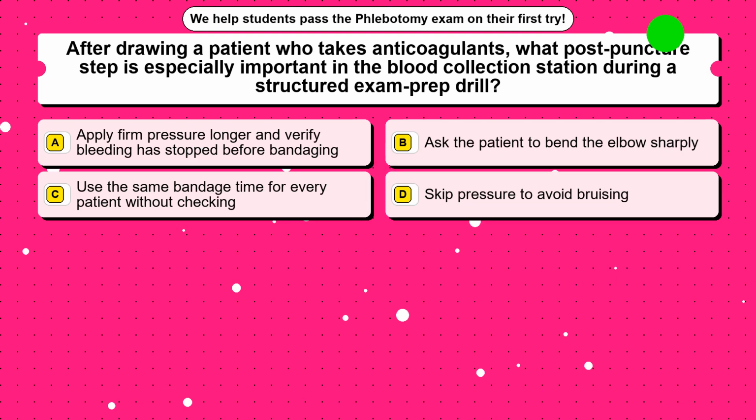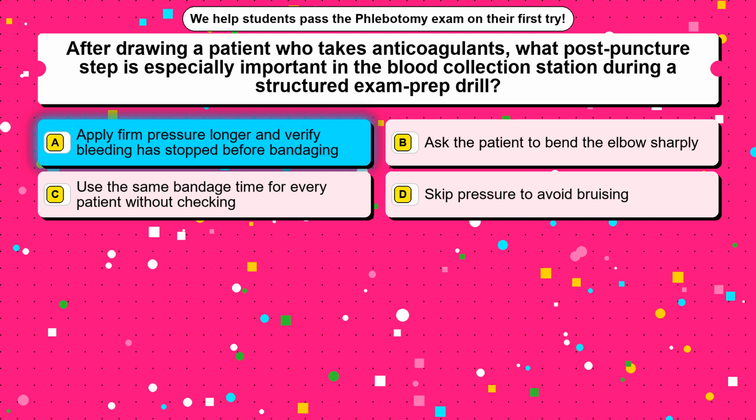Question 36. After drawing a patient who takes anticoagulants, what post-puncture step is especially important in the blood collection station during a structured exam prep drill? Option A. Apply firm pressure longer and verify bleeding has stopped before bandaging. Option B. Ask the patient to bend the elbow sharply. Option C. Use the same bandage time for every patient without checking. Option D. Skip pressure to avoid bruising.